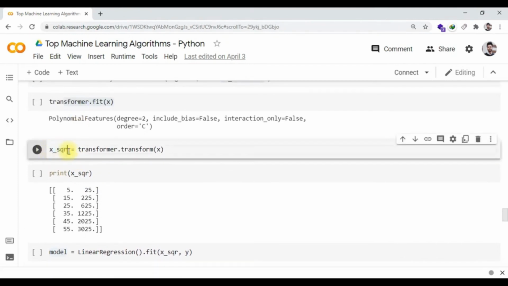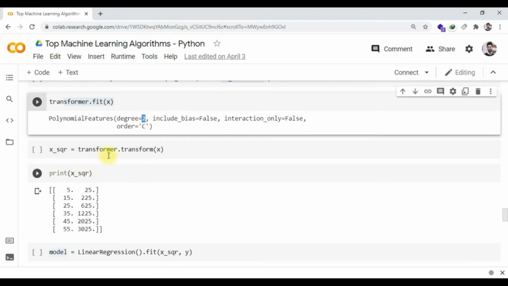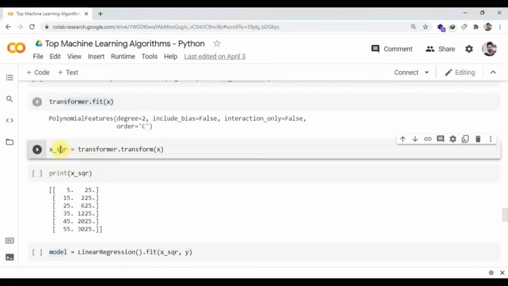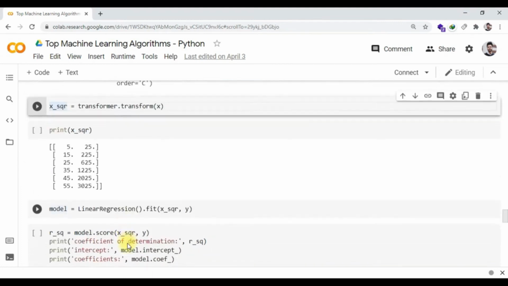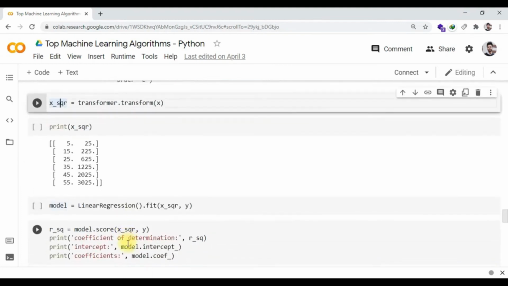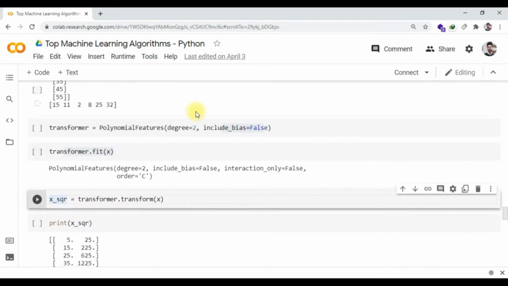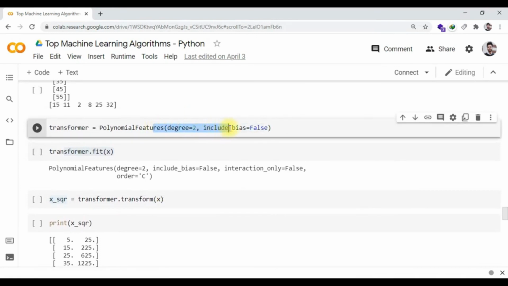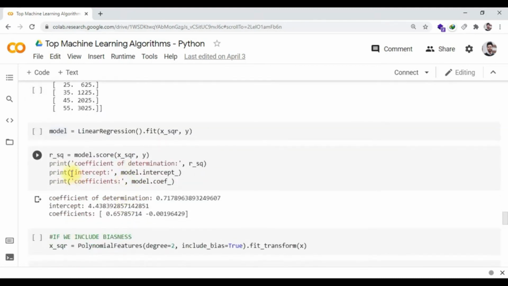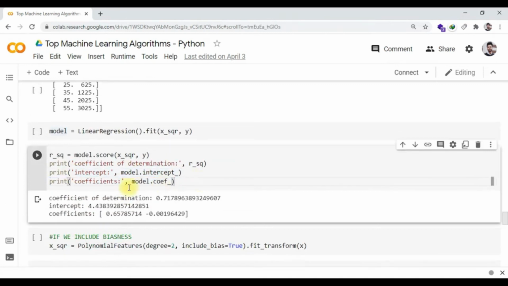That x square gives me the value of the degree 2 equation, and when I put this degree 2 equation value into our linear regression model, it behaves simply as a linear regression. There is just one additional step: we have to take x as x square in this equation because it is polynomial degree 2, and we get all the other things like this.